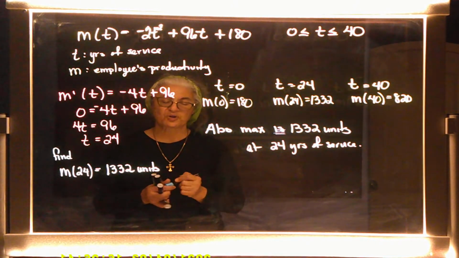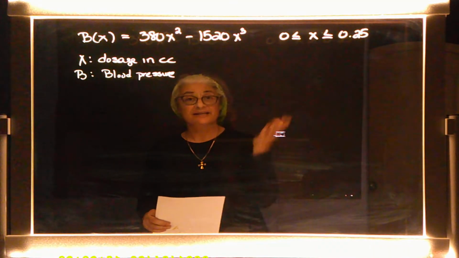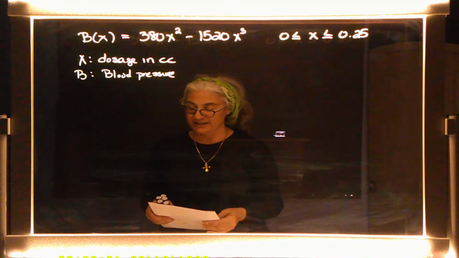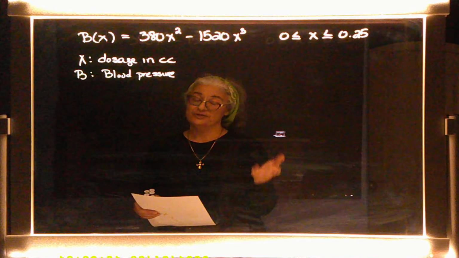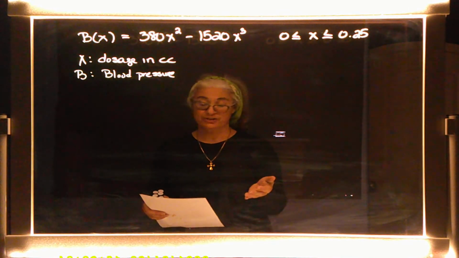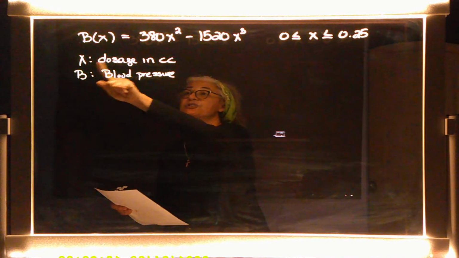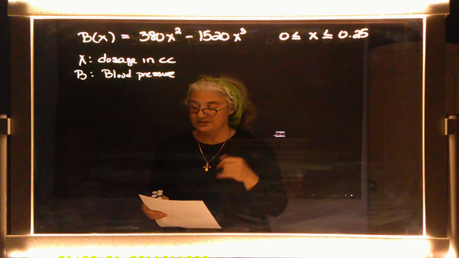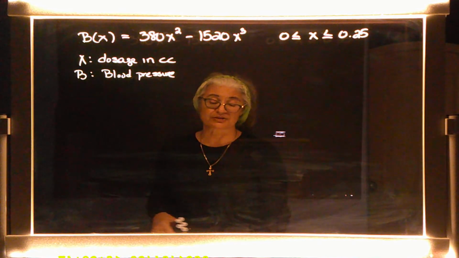Cool? Cool. Got one more story. So let's look at the last story again. I know you just read it, but let's look at it again. It says for a dosage of x cubic centimeters of a certain drug, the resulting blood pressure, which is given by B, is approximated by this function. So B is the blood pressure, x is a dosage in cc's, cubic centimeters. They would like us to find the maximum blood pressure and the dosage at which it occurs.